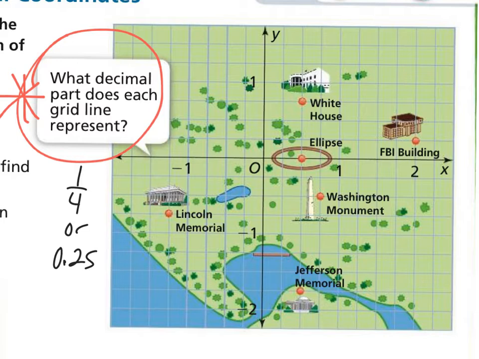So the Jefferson Memorial, if we start at 0, 0 to get to the Jefferson Memorial, remember we're going to do our x first, so we're going to go either left or right, and you can see we'd have to go to the right 2 places. Remember, each one of these is 1/4, so that'd be 1/4, 2/4, and then 2/4 is the same as 1/2, and then we're going to go down, so this is going to be negative. So -1/4, -2/4, -3/4, -4/4 is the same as -1, -1 and 1/4, -1 and 2/4, -1 and 3/4.